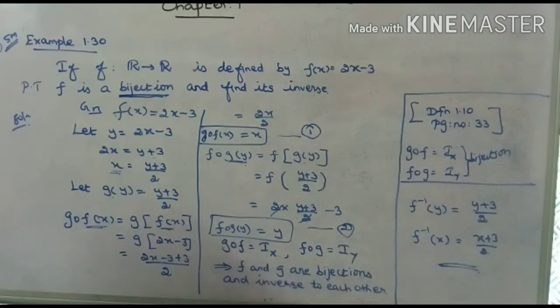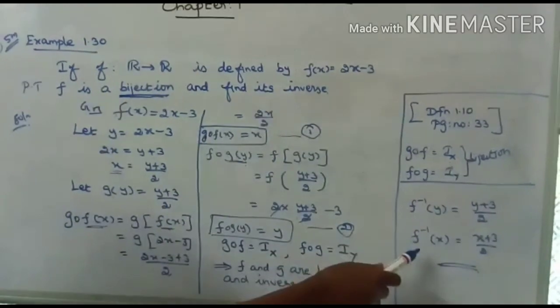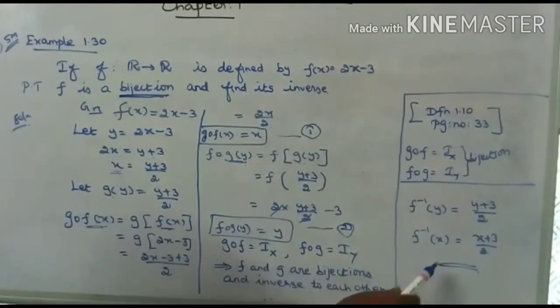So f inverse of x is equal to (x plus 3) by 2. This is the inverse of this function, because only the x value is given, so we change and write: f of x is 2x minus 3, then f inverse of x is (x plus 3) by 2.